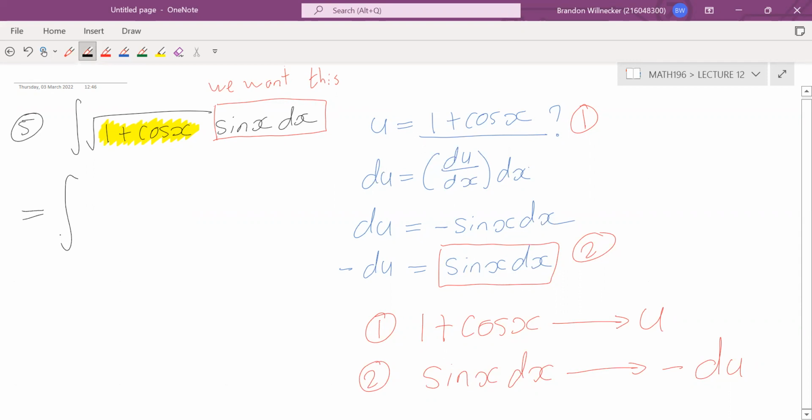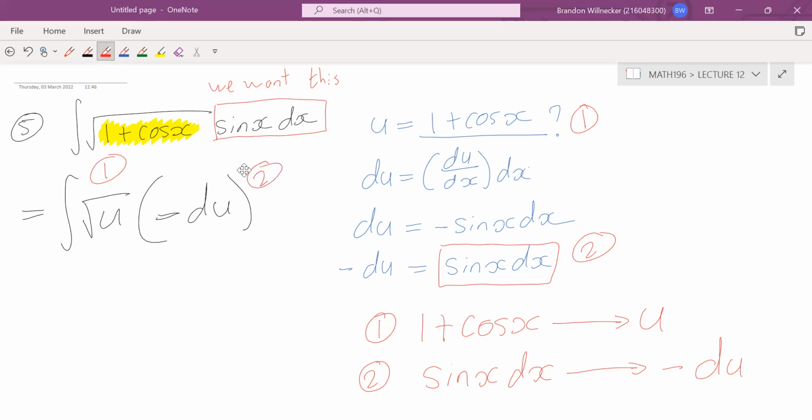So the integral, the square root of 1 plus cos x. Remember, 1 plus cos x, we are going to replace with u. So this becomes square root of u. Sine x dx gets replaced with minus du. So those are the two replacements. We replaced 1 plus cos x with u, and sine x dx with minus du. Are there any questions about the replacements we made?